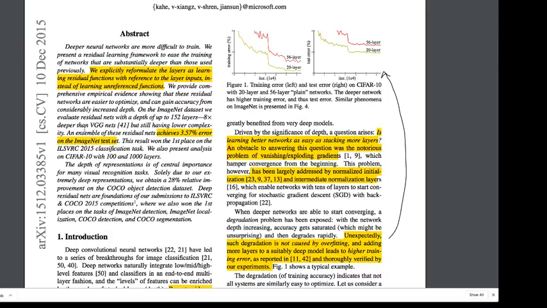An ensemble of these residual nets achieved 3.57 error on the ImageNet test set. This result won the first place at this conference classification test. We also present analysis on CIFAR 10 with 100 and 1,000 layers. The depth of representations is of central importance for many visual recognition tasks. Solely due to our extremely deep representations, we obtain a 28% relative improvement on the COCO object detection dataset. Deep residual nets are foundations of our submissions to this conference competitions, where we also won the first place on the test.